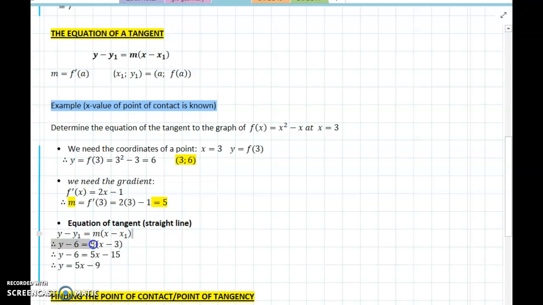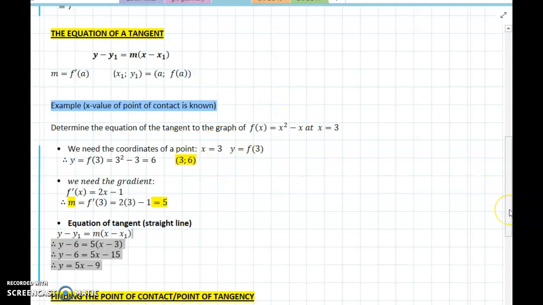So m is your gradient, which is 5, and x1 is 3. So 5 times x is 5x, and 5 times minus 3 is minus 15. Add 6 to both sides, and therefore the equation of my tangent to the curve at x equal to 3 is y equal to 5x minus 9. Now in this case there was the x value of the point of contact.